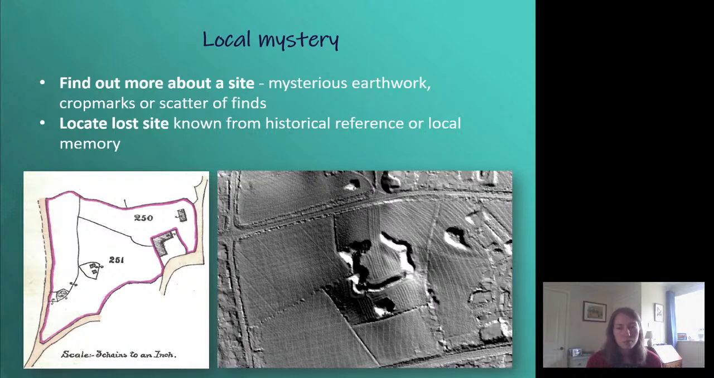Generally speaking, most local mysterious sites fall into two categories. One is a site that you're trying to find out more about. So it could be an earthwork that you're not quite sure what it's from, crop marks of a site, or perhaps a scatter of finds. The second is to locate a lost site. So somewhere that you've perhaps seen a historical reference to, or there's a local memory or story about it, but you're not quite sure where that site was located, and you want to pin that down.